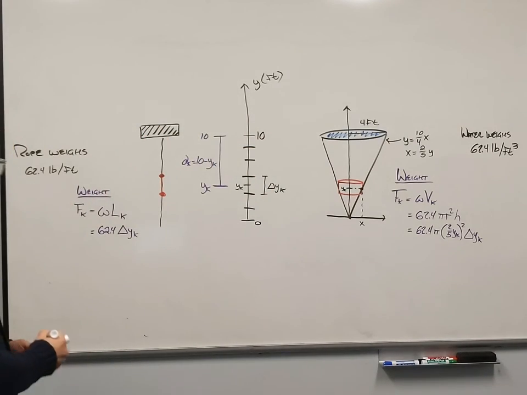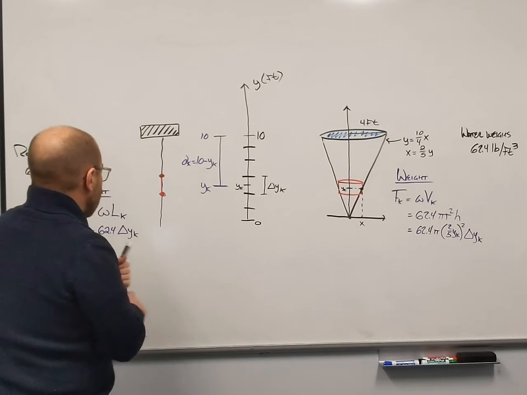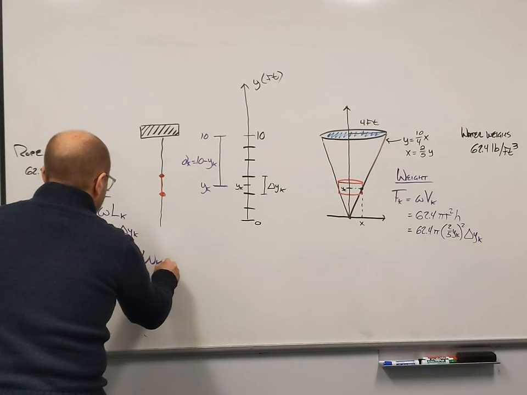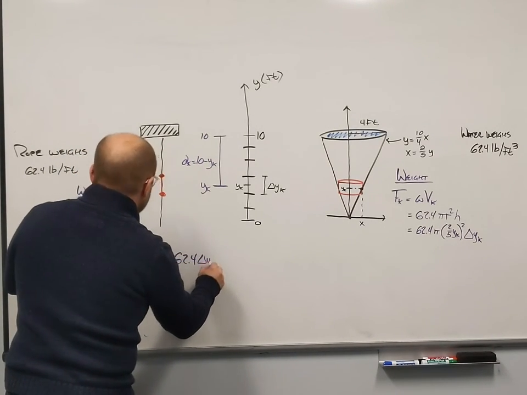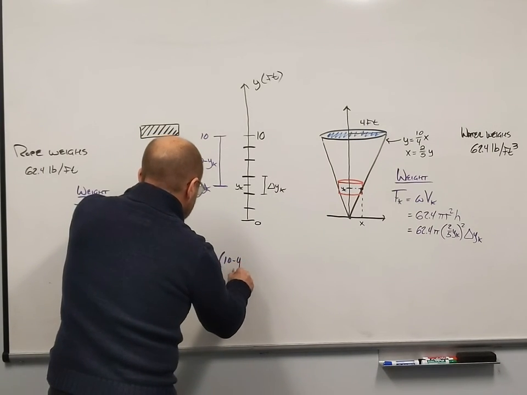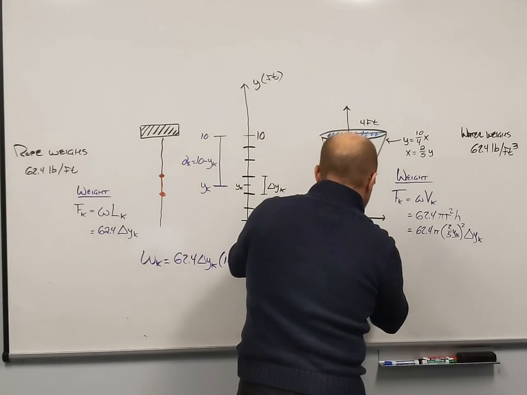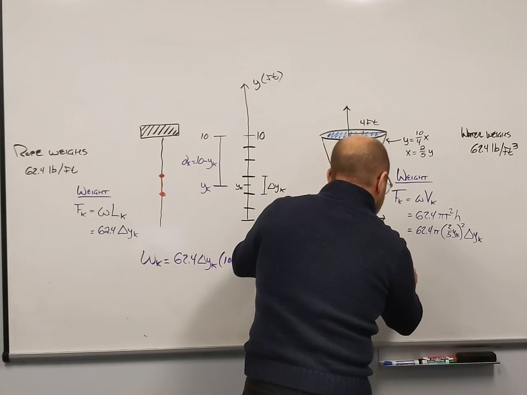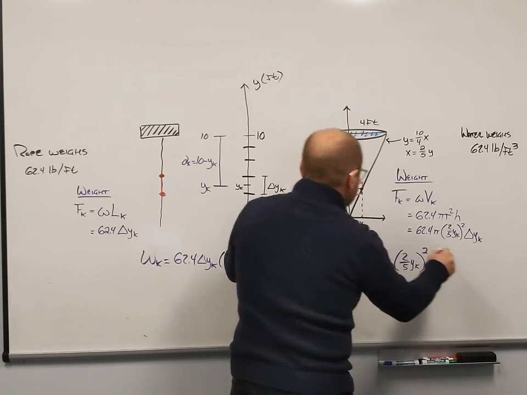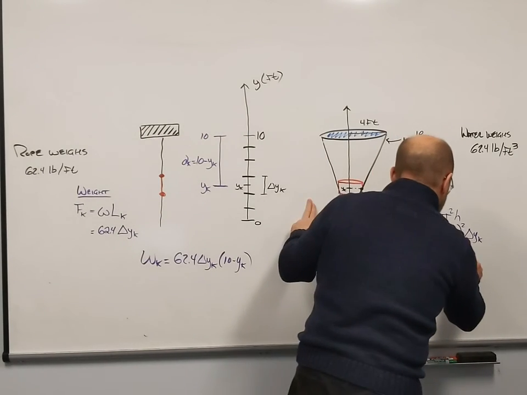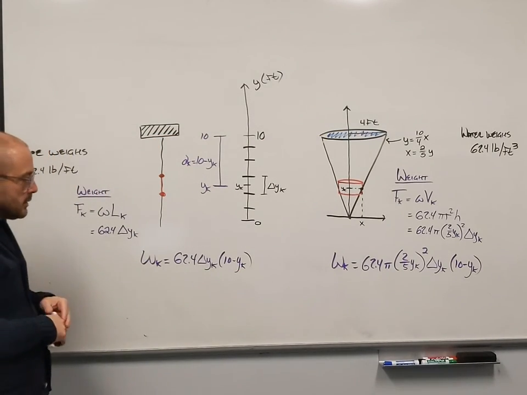So, okay, we know how much this little piece weighs. We know how much it's going to get moved. So we know the work on that little piece. The work being done on that little piece is the force, 62.4 delta y sub k, times the displacement, 10 minus y sub k. Over here, the work is the force, 62.4 pi 2/5 y sub k squared, delta y sub k, times our displacement, again, 10 minus y sub k.